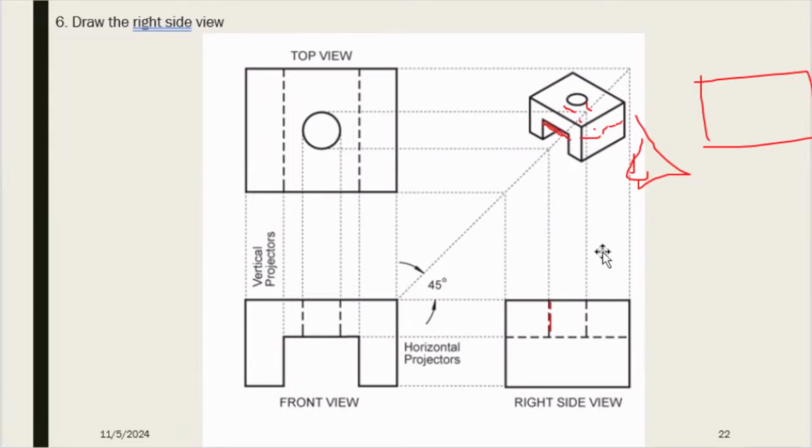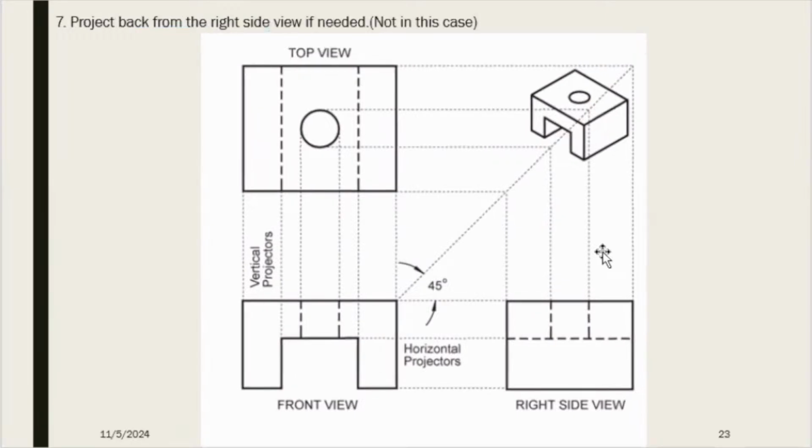Okay. So now we have drawn the right side view. After that, we project back from the right side view if needed. If the right side view has any additional special feature, we have to project it back to the top view and the front view. In this case, we don't have any special feature in the right side view. Therefore, we don't need to project back to the top view or the front view. But there can be some cases like that.